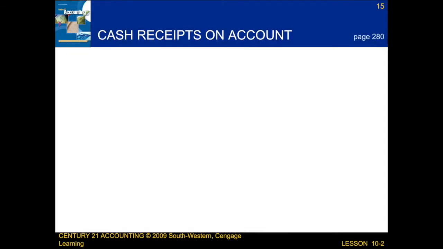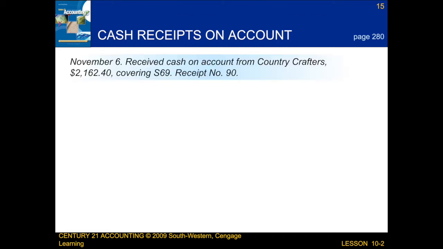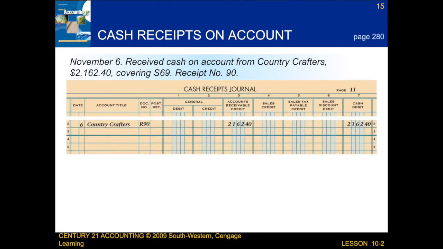Okay, next we're going to be talking about cash receipts on account. So this transaction reads, on November 6th, received cash on account from Country Crafters $2,162.40, covering S69, receipt number 90. All right, so when we journalize a transaction related to cash receipts on account, there are a few steps that we follow when doing this process.